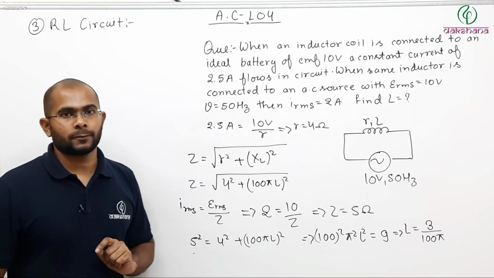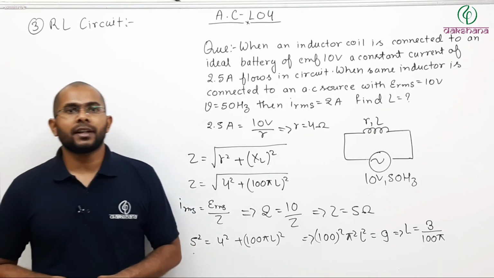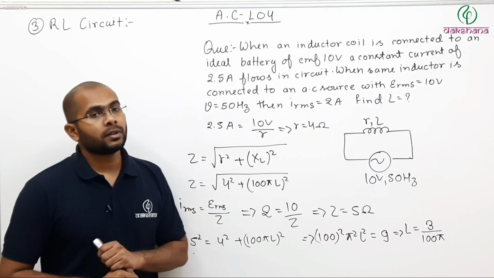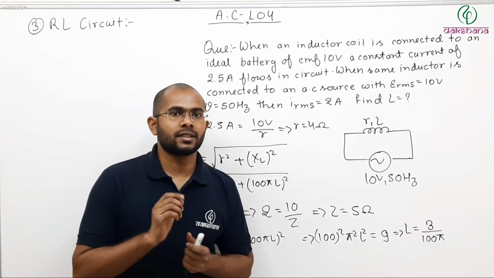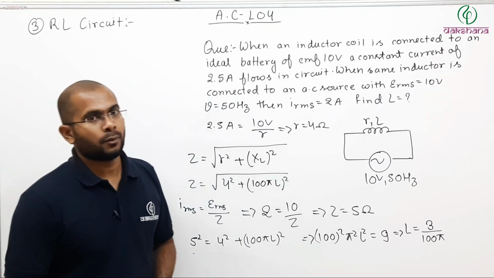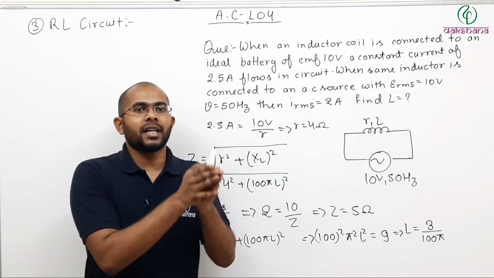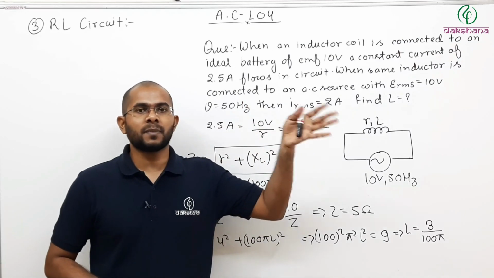Pause the video, note it down. So in this lecture of alternating current, that is lecture number 4, we have covered first the power consumed in an RLC circuit or an AC circuit. What is power consumed? ERMS, IRMS, cos phi, where cos phi is power factor.